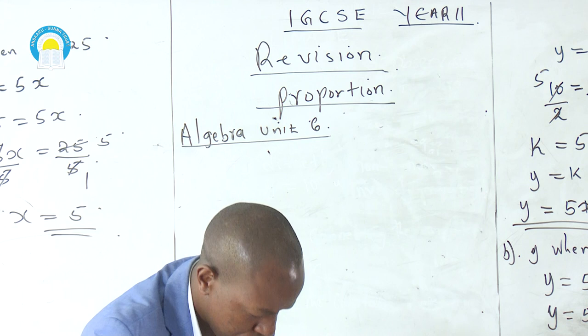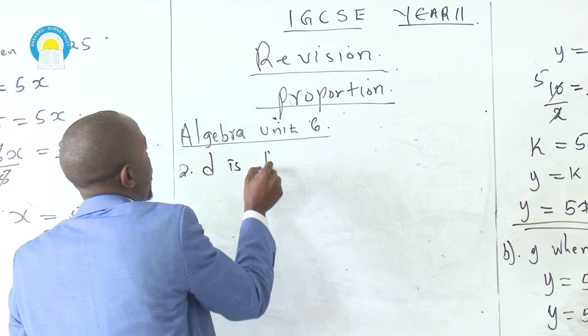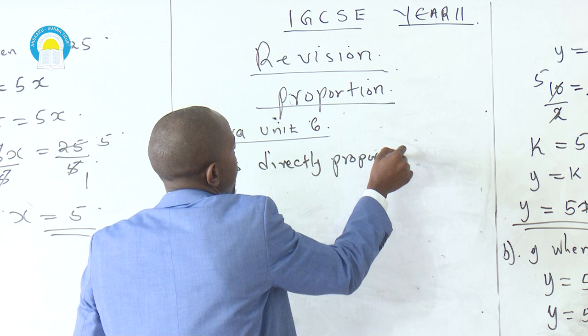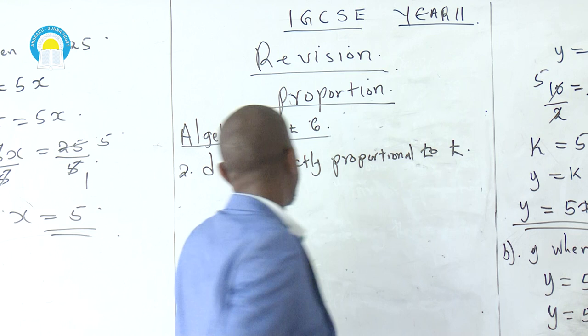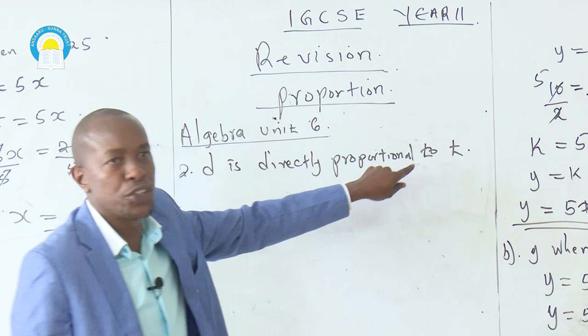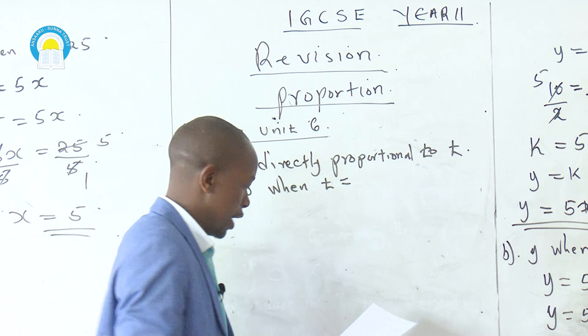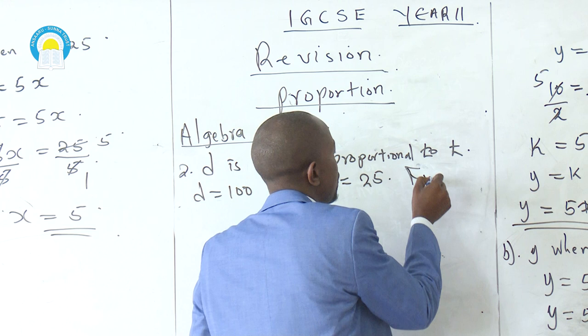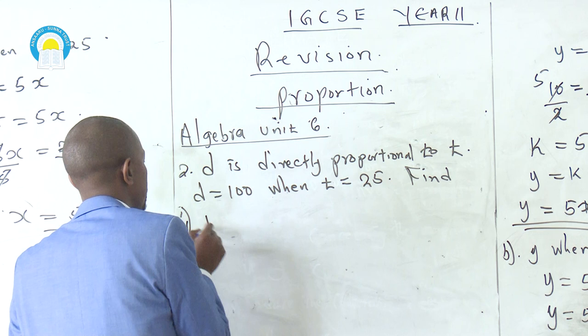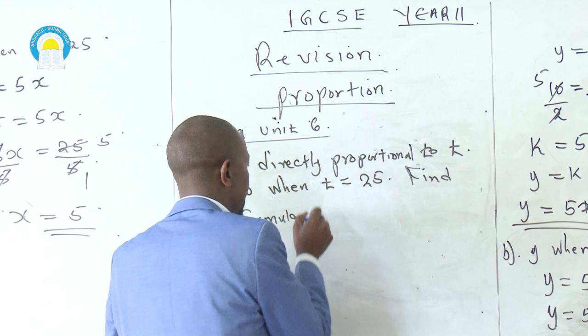Question two says D is directly proportional to T. This is a direct proportion under linear equation. Now, D is given to be 100 when T is equals to 25. Find Roman 1, the formula. Find the formula for D in terms of T.